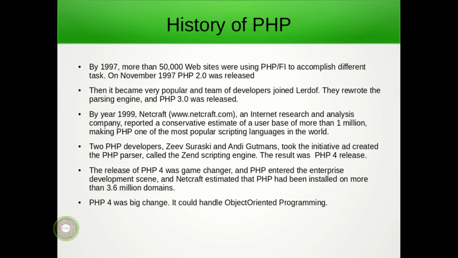Alright, so the PHP 3.6 million, so we're looking from 50,000 all the way to 1 million, and then PHP 4 was on 3.6. So if you put it on the graph, it's exponential growth, it's going up. So PHP 4 was a big change.